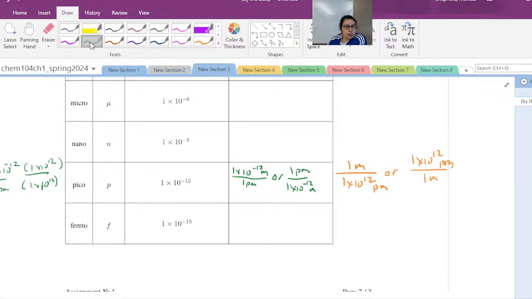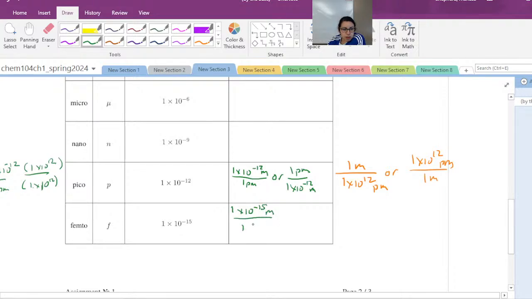And so I'll do that again with femto. So we have 1 times 10 to the negative 15 meters is 1 femtometer. We can write that relationship flipped, or we can write it in positive exponents. And so these little units, right, we need to have basically a lot of little units in the big unit. So that kind of helps with your thinking too.